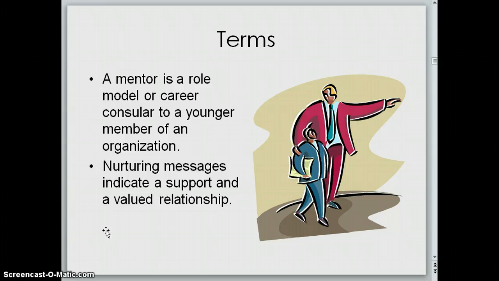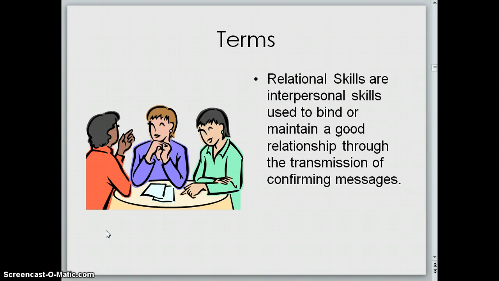Nurturing messages indicate a supportive and valued relationship. Not always between a mentor, it can also be between friends or between a parent and child, etc. Relational skills are interpersonal skills used to bind or maintain a good relationship through the transmission of confirming messages.